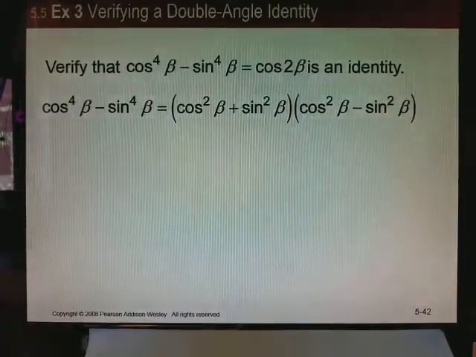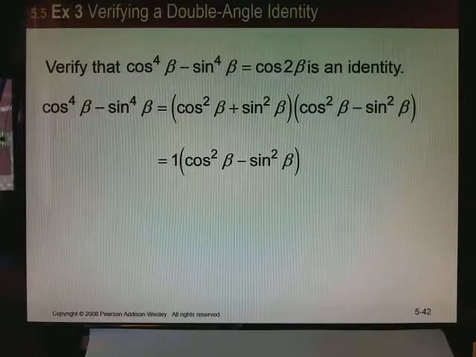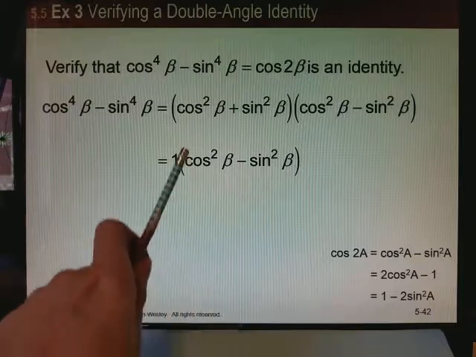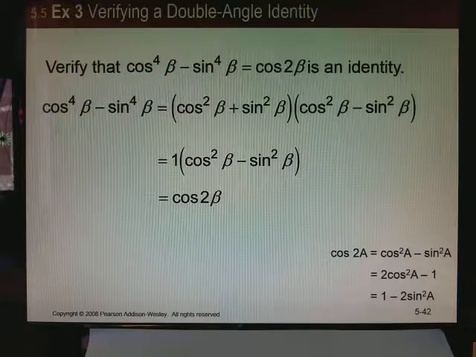Cosine squared minus sine squared, though, if you take a look at your identity sheets from today, hopefully you notice that's going to be cosine of 2 times that angle. So this right here became cosine of 2 beta. And therefore that identity has been proven.